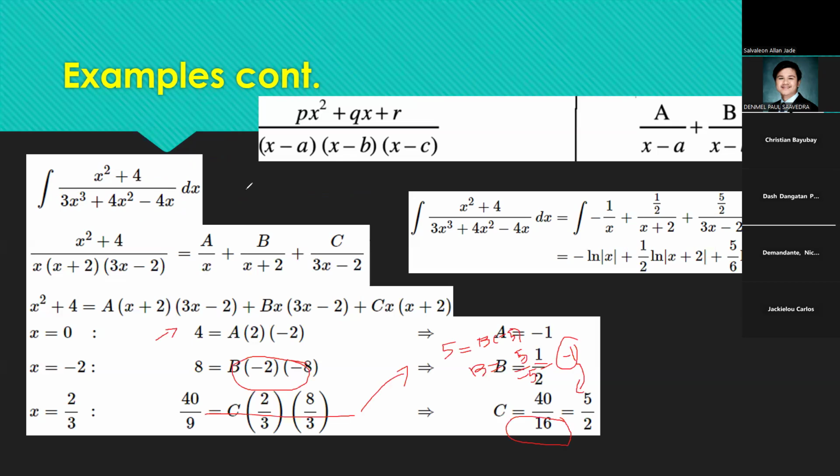So our third option now is the partial fraction. To do that, find a way to factor this one out. Let's say you were able to figure out that the factor of this denominator is x times x plus 2 times 3x minus 2. Then you can proceed by having this kind of format, from left to right: A over x, plus B over x plus 2, plus C over 3x minus 2.